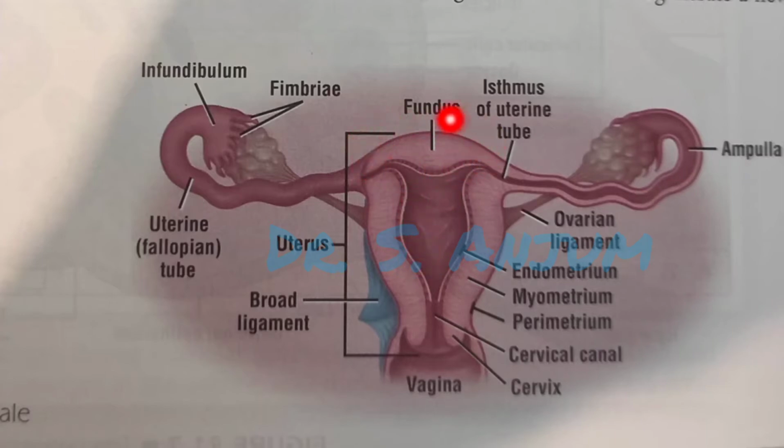The parts are the fundal part, the uppermost part above the opening of the uterine tube is called fundus, and this part is called the body of the uterus, and the lower projecting part is the cervix. Cervix is continuous below with the vagina. Near the fundus, the two tubal openings are present, the opening for the uterine tube or fallopian tube, you can see here. Then here is the broad ligament. This one is the ovarian ligament, all of which give stability to the uterus to be in situ.